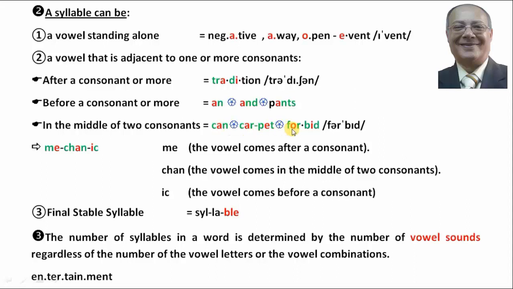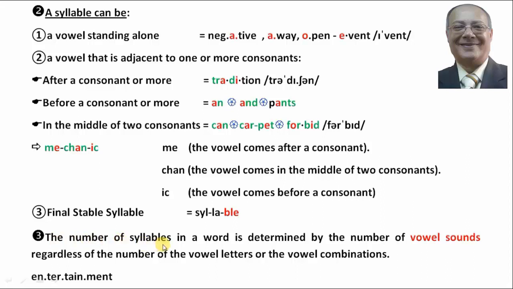carpet, forbid. We have a word that summarizes all the syllable types: mechanic. Me, here the vowel comes after a consonant. Can, the vowel comes in the middle of two consonants. Ik, the vowel comes before a consonant. Final staple syllable, syllable. Here we have B, ily.